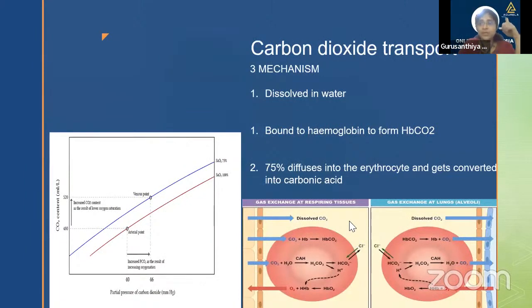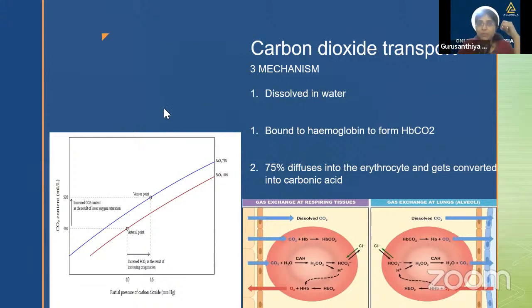Then there is another question on the carbon dioxide dissociation curve or carbon dioxide transport. There is an excellent article by Dr. Bhavani Shankar Kodali and also notes from Dr. Edward sir. You can go through them for further detail for writing in the theory examinations.